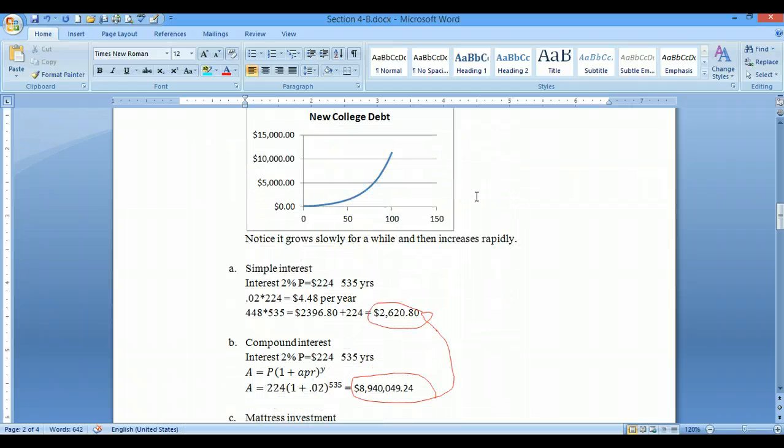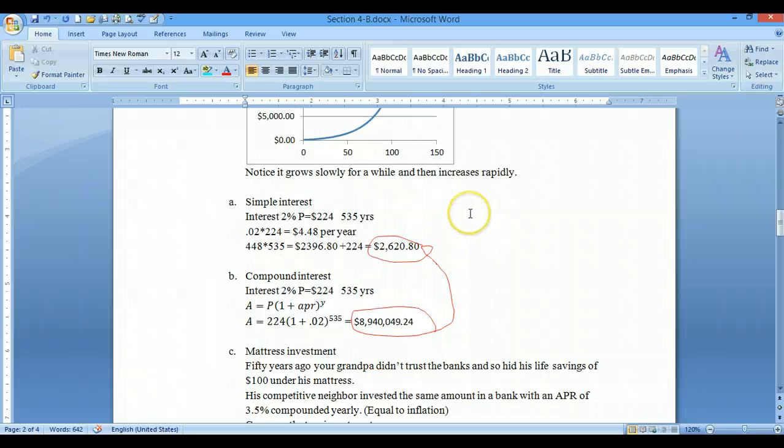Oh, that's what we were assuming. We're going to do it a little differently and just do 2%. So if I started out with $224, and let's do 535 years, just because, and an interest of 2%. I know it's not the same example as the picture, but we're just going to compare the two, simple interest versus compound interest. So simple interest means I'm only paying 2% on the original principal, which is $224.